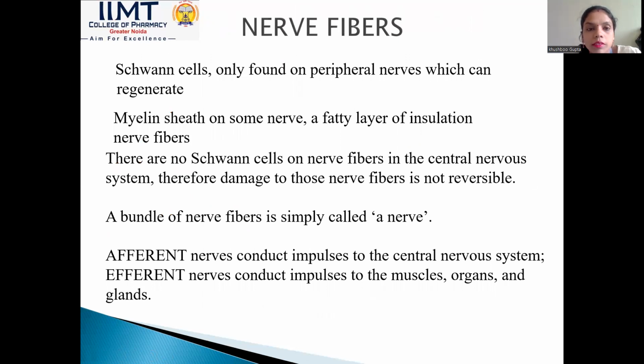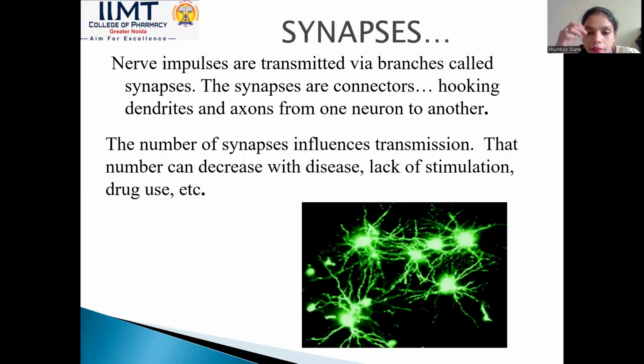What are nerve fibers? Schwann cells are found on peripheral nerves, and they can regenerate the myelin sheath, a fatty layer of insulation, on a nerve fiber. There are no Schwann cells on nerve fibers in the central nervous system. Therefore, damage to those nerve fibers is not repairable. A bundle of nerve fibers is known as a nerve. There are two types of nerves, afferent and efferent. Afferent nerves conduct impulses to the central nervous system, and efferent nerves conduct impulses to the muscles, organs, and glands.